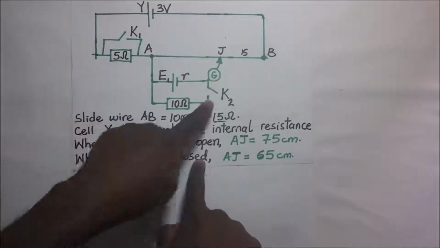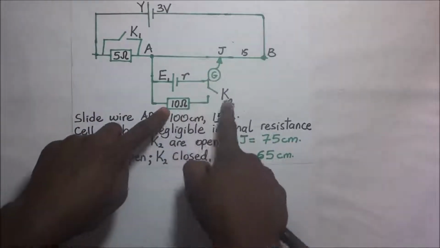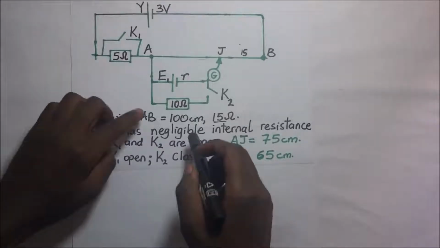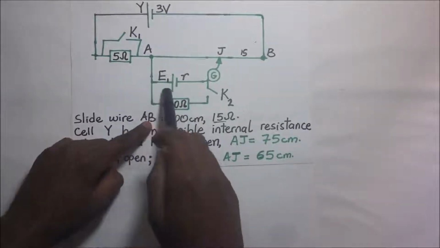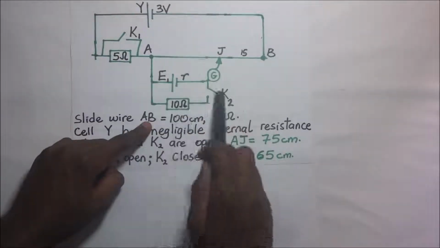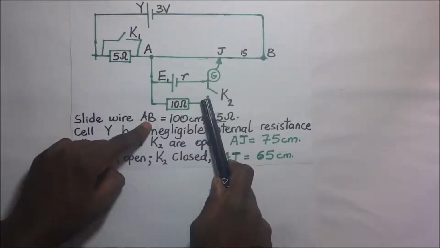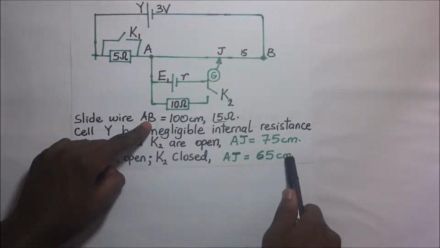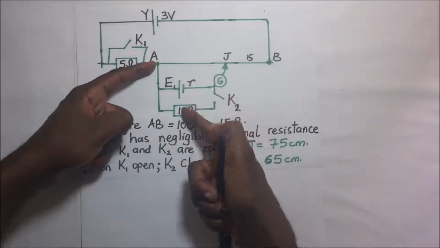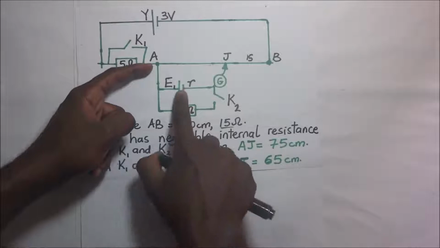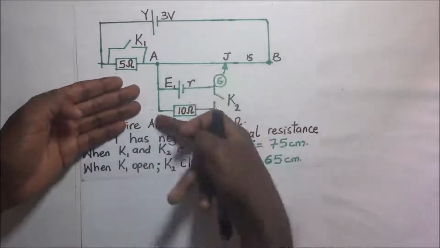So when K2 is closed, it means that it is going to bring this 10 ohm resistor into the circuit. In other words, the secondary circuit has now attained the 10 ohm resistor. The 10 ohm resistor has now become part of the secondary circuit. It's no longer redundant when K2 is closed. This means that AJ is going to be equal to 65 centimeters, the balance length across these two elements in the secondary circuit. And so to be able to find the internal resistance R, we are going to calculate this like we are dealing with only this secondary circuit.